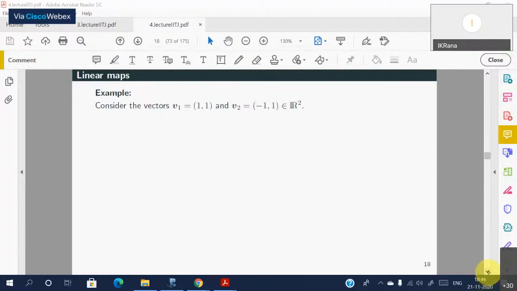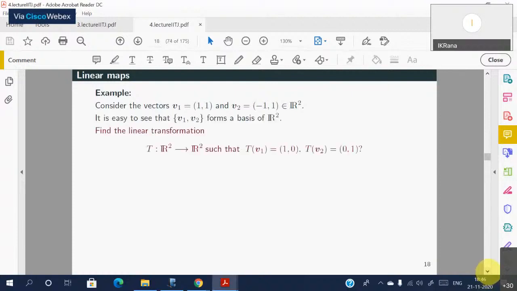Maybe some examples are always good. So let us take V1 as (1, 1) and V2 as (minus 1, 1) in R2. Check that this gives a basis for R2. Let T be a map from R2 to R2, and define T of V1 as (1, 0) and T of V2 as (0, 1). With this knowledge, I can build up my T.